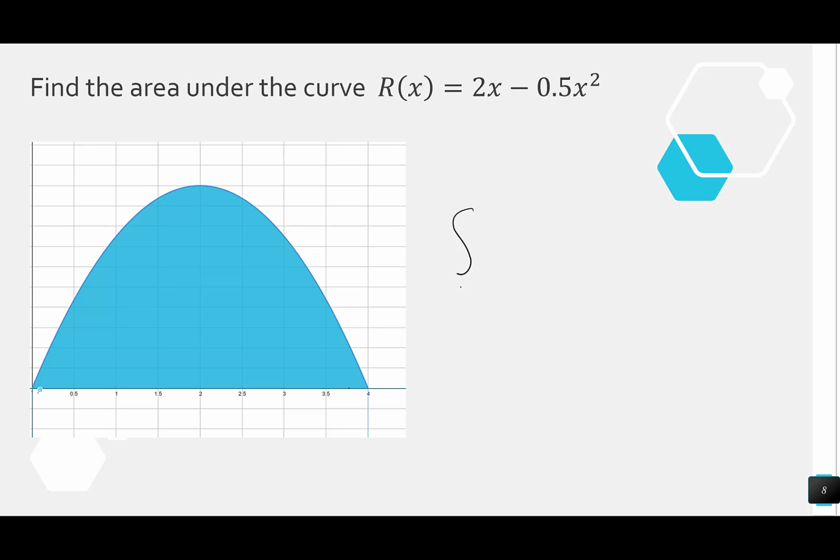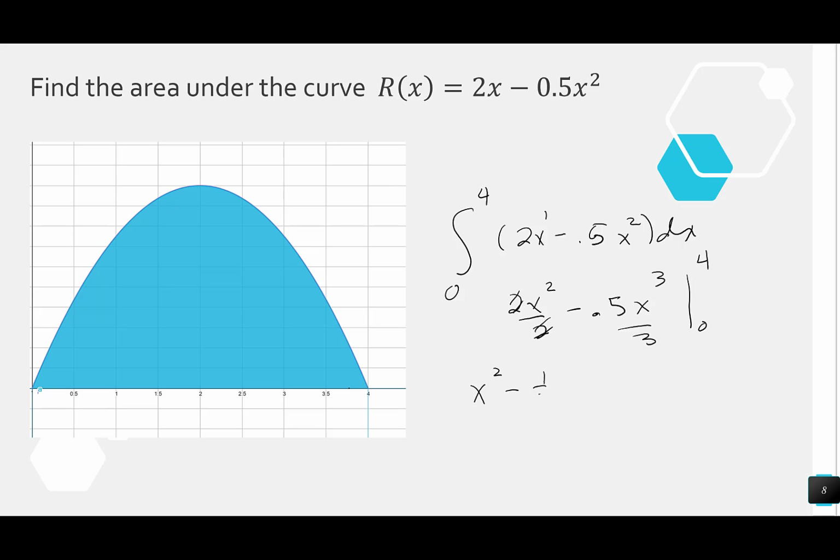Revenue is going from 0 to 4 also. Our function is 2x minus 0.5x squared dx. The 2x is power 1, so I'm going to square that and divide by 2. The 0.5x squared goes to cubed, divide by 3, from 0 to 4. The 2's cancel, so I have x squared minus 0.5, which is like a half, and a half times a third might be easier to look at. So I'm going to have x squared minus 1/6 of x cubed from 0 to 4.